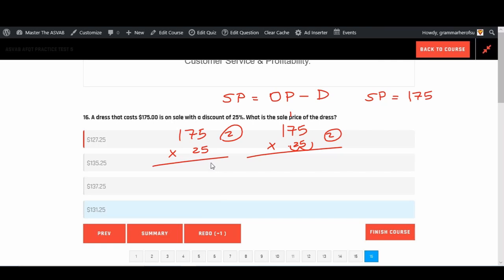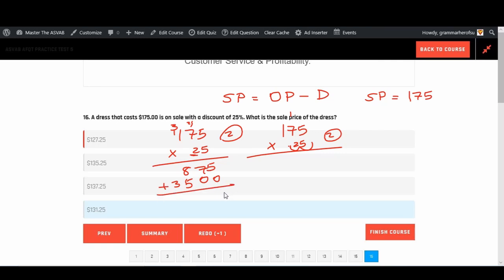5 times 5 is 25, carry the 2. 7 times 5 is 35, 36, 37, carry the 3. 5 times 1 is 5, plus 3 is 8. Add a 0 since we're starting this number. 5 times 2 is 10, carry the 1. 7 times 2 is 14, plus 1 is 15, carry the 1. 2 times 1 is 2, plus 1 is 3.